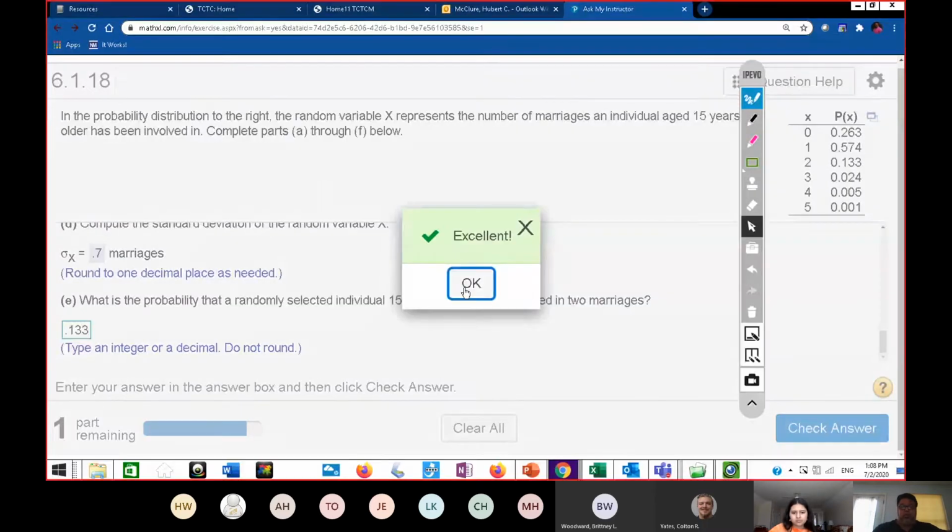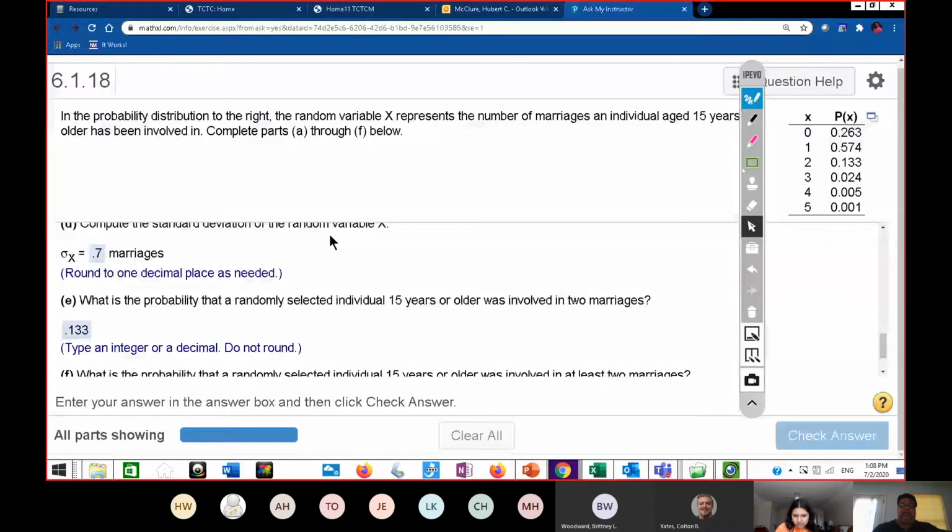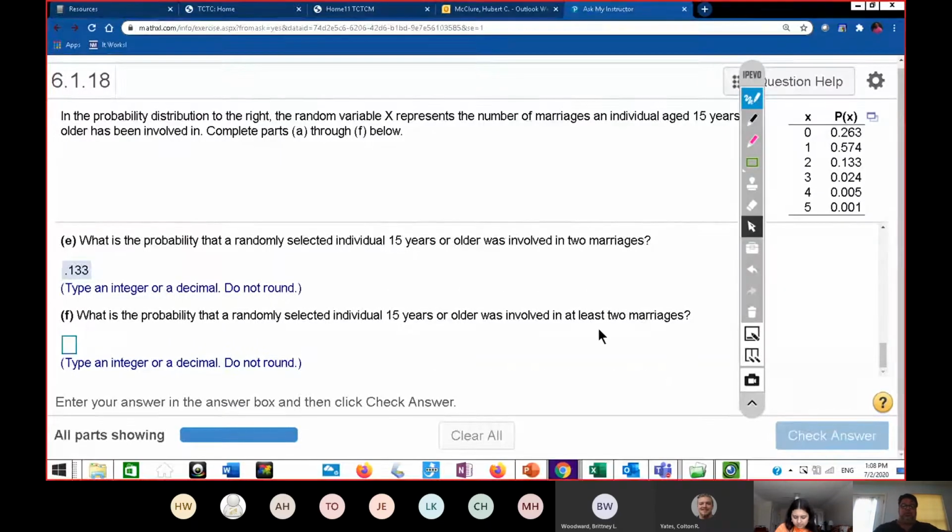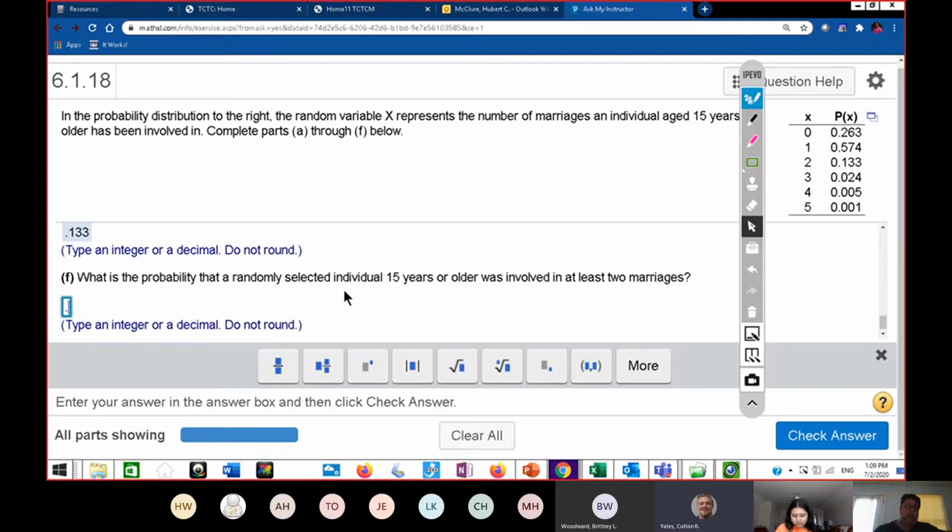Oh, come on. At least. What does at least 2 marriages mean? That means your lowest number is what? 2. So that means I'm going to add these 2 up and take it away from 1, unless you want to add all these up. And you can if you want to, but this is 0.7, oh, whoa, 0.837. So take 0.837 away from 1. What do you get? I got 0.163. That should be the answer.